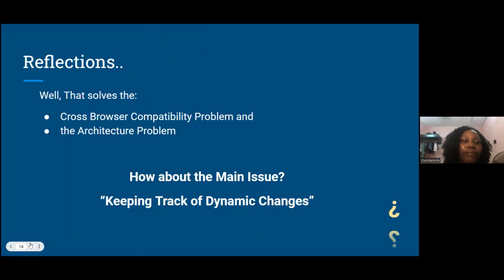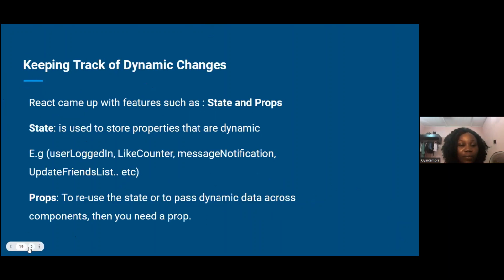So let's reflect on what React has done so far. React currently solves the cross-browser compatibility problem. It solves the architecture problem. But what about the main issue, which is keeping dynamic changes? When you add a friend, the friend counter should update, you should start seeing your friend's posts, or maybe chat, and the chat should send to the next person: the person says hello, you say hi. Those dynamic changes, how does React handle that?